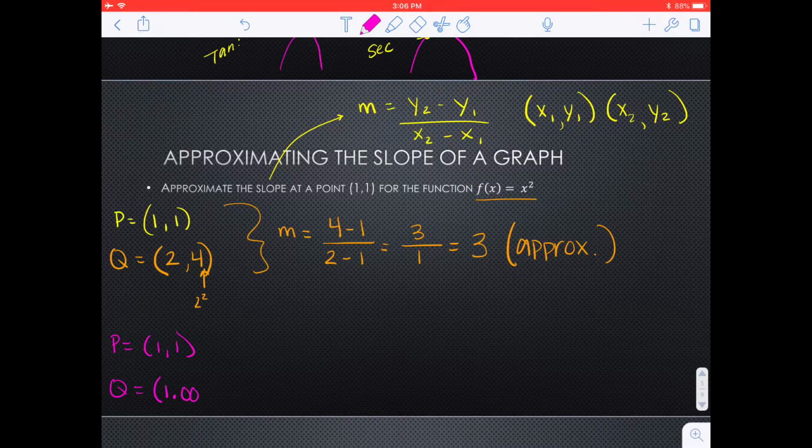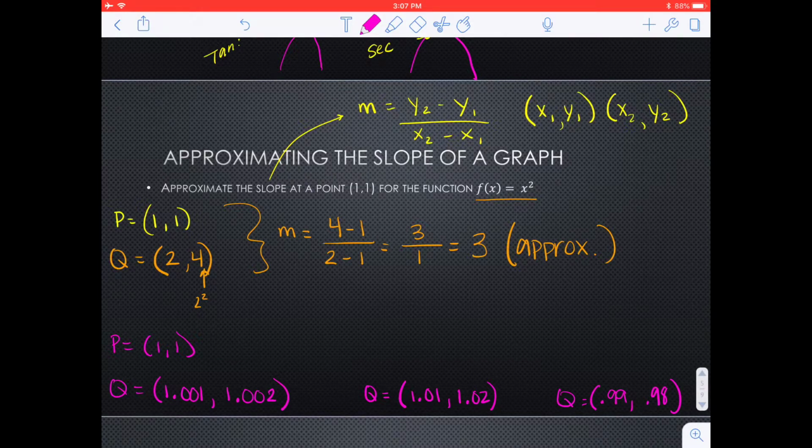So 1.001 gets me a respective y of 1.002. Oh, I'm so sorry. And then I'm going to try another Q point. I'll do the point 1.01, and that gets me a respective value 1.02. And then I'll try another Q, and that will be 0.99, and that gets me a respective y value of 0.98. And so what you notice is my x values, I'm trying to revolve them around the number 1.